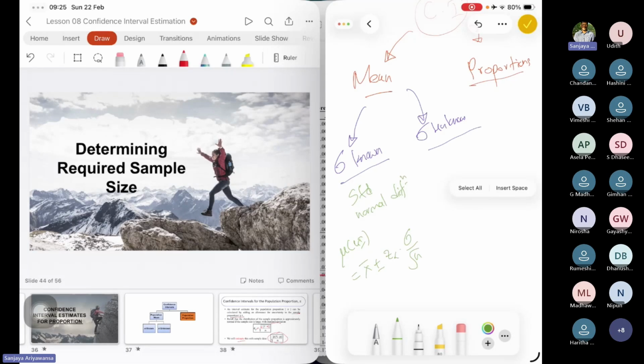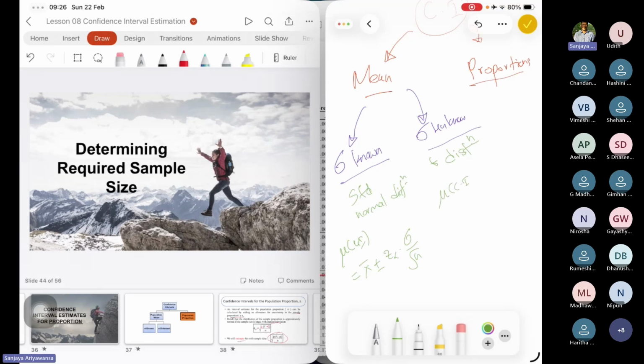When sigma is unknown, we use the t distribution, right?